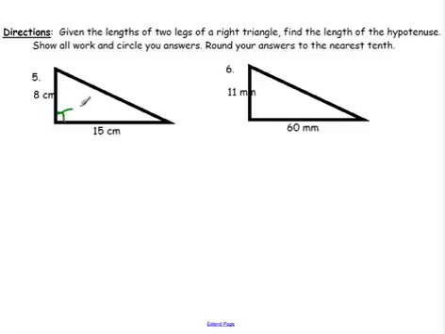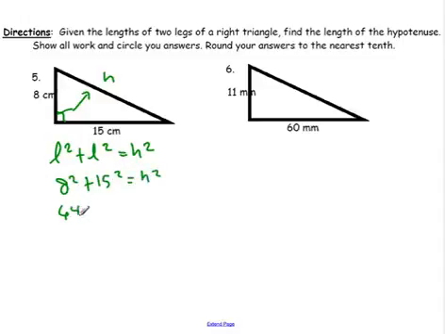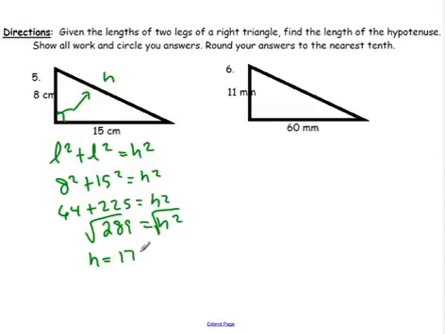Next, this is going to be our right angle here, which means across from it will be our hypotenuse. We'll write down our formula really quick to make sure that we're showing our work. This will be 8 squared plus 15 squared equals h squared. That would be 64 plus 225 equals h squared. That means 289 equals h squared. I'll take the square root of both sides in order to get h by itself. That means that h will equal 17 centimeters.